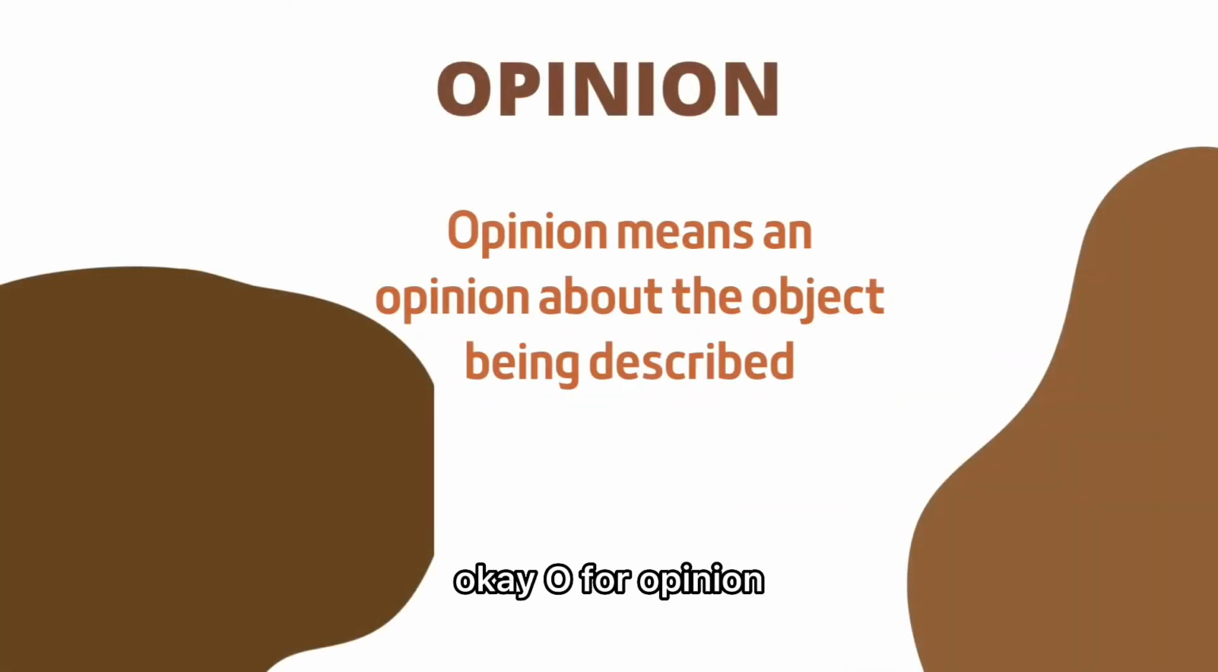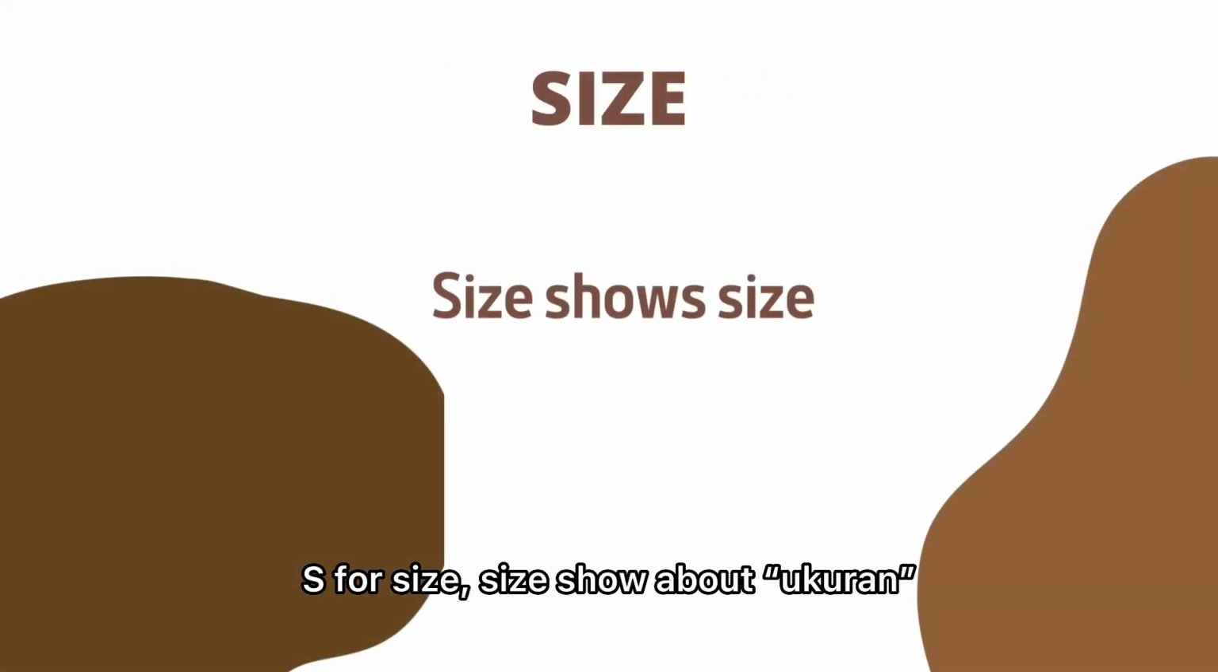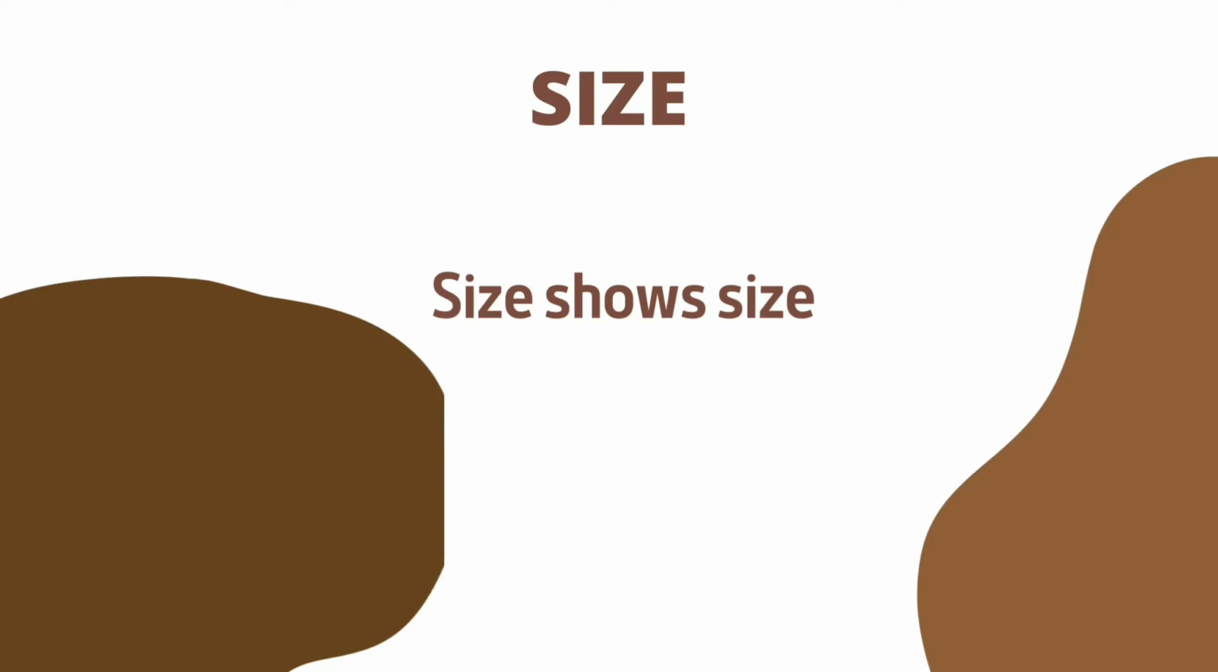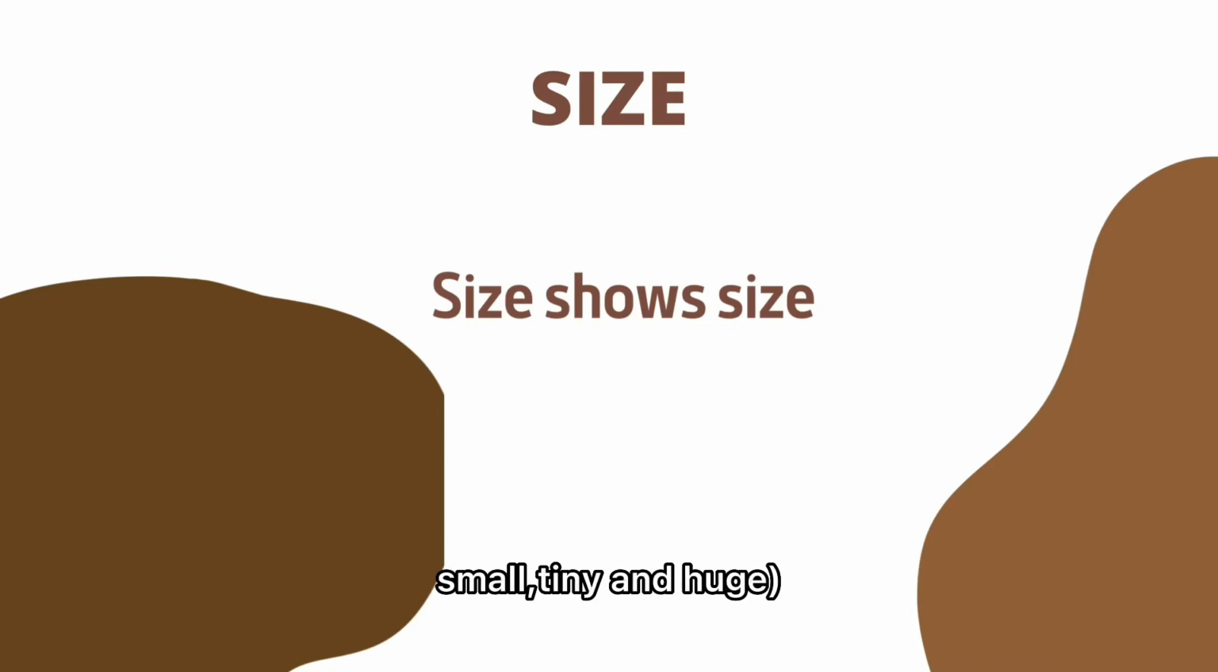Okay, O is for opinion. Opinion is an idea about the thing that is described. Sometimes this category is divided into general and specific opinion. As for size, that is about ukuran. Examples of adjectives that show size are big, large, small, and teeny.